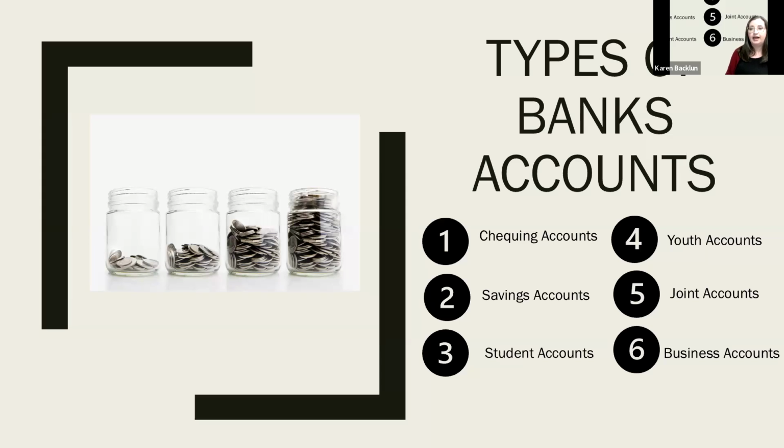Joint accounts is number 5. And a joint account is shared between 2 or more individuals. It's suitable for couples or family members. And business accounts. Business banking is for managing business finances. There are features specific to business needs, and they may offer other benefits depending on the kind of business you have.